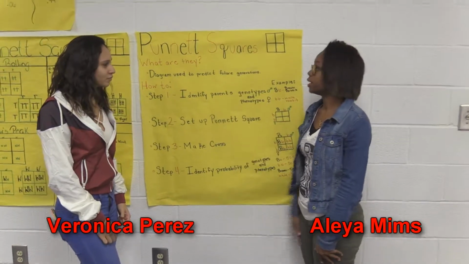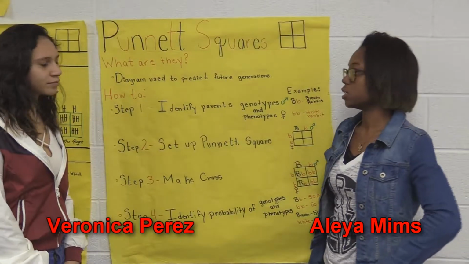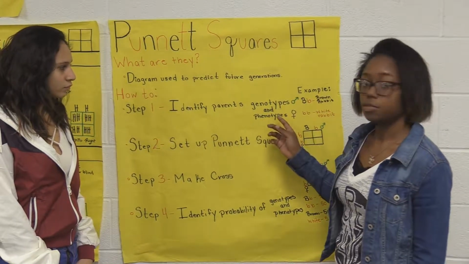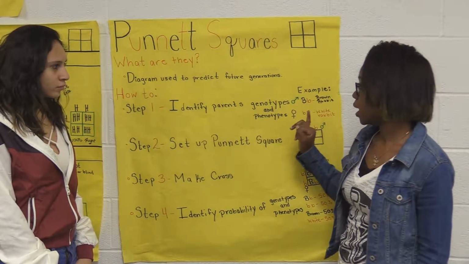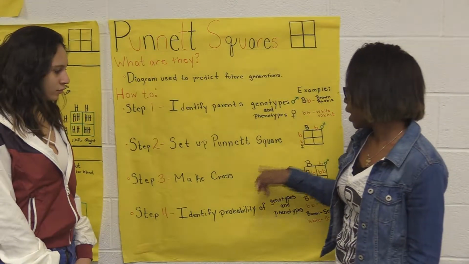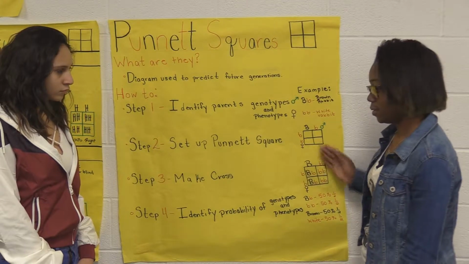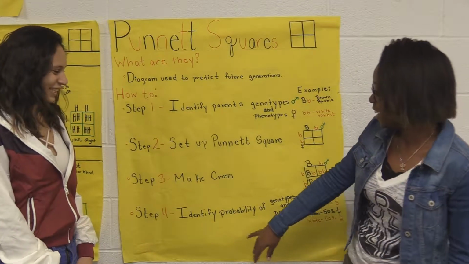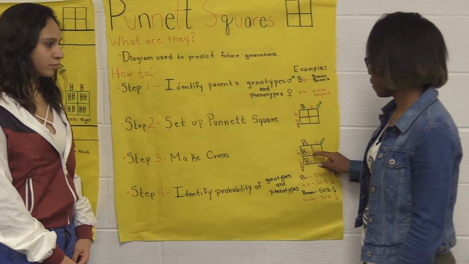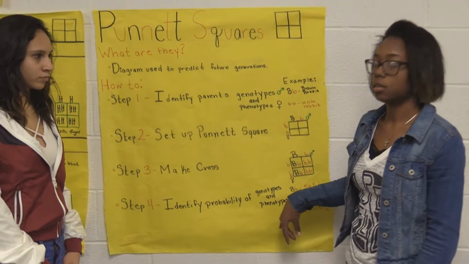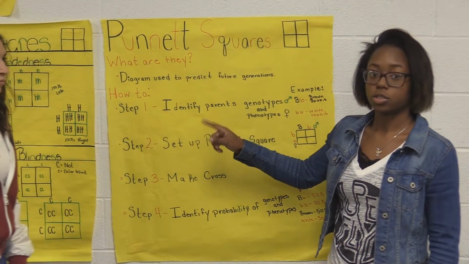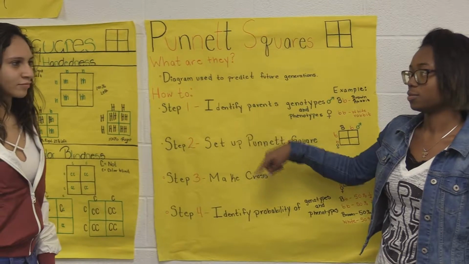What are Punnett Squares? Punnett Squares are used to predict future generations and what they will look like. To set them up, you start with the genotypes and phenotypes of both parents, and then when you set up the Punnett Square, you place one parent on the top and one parent on the side, and then you'll make the cross, this is our example, and then you'll identify the probability of the genotypes and phenotypes of the parents' offspring. And this can apply to the one we found based off of the high school population.